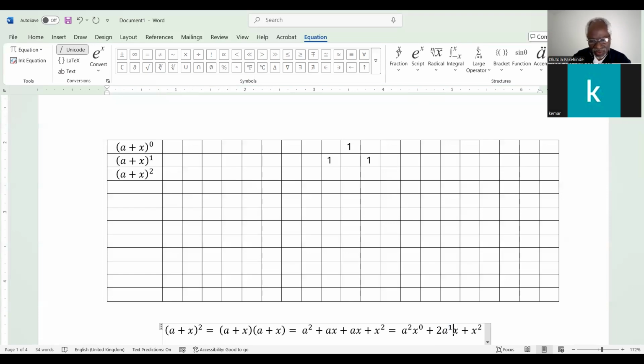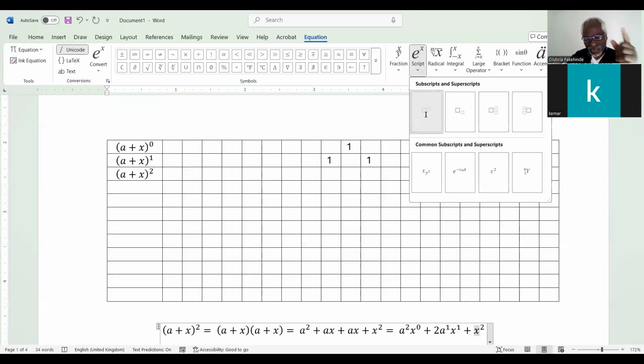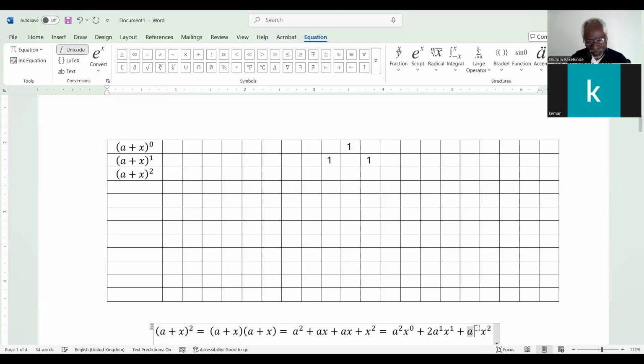And then X1. So X is increasing from 0 to 1, while A is reducing from 2 to 1. So this now will be A. A will reduce to 0 because it is 2, 1, and that's 0. All right. And then X has increased from 1 to 2. So we have A decreasing from 2 to 1 to 0, and X is increasing from 0 to 1 to 2. Do you follow now?